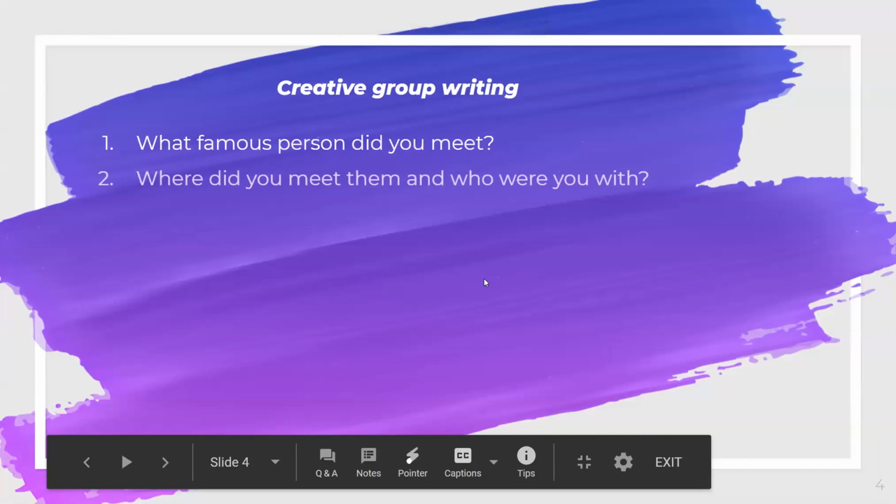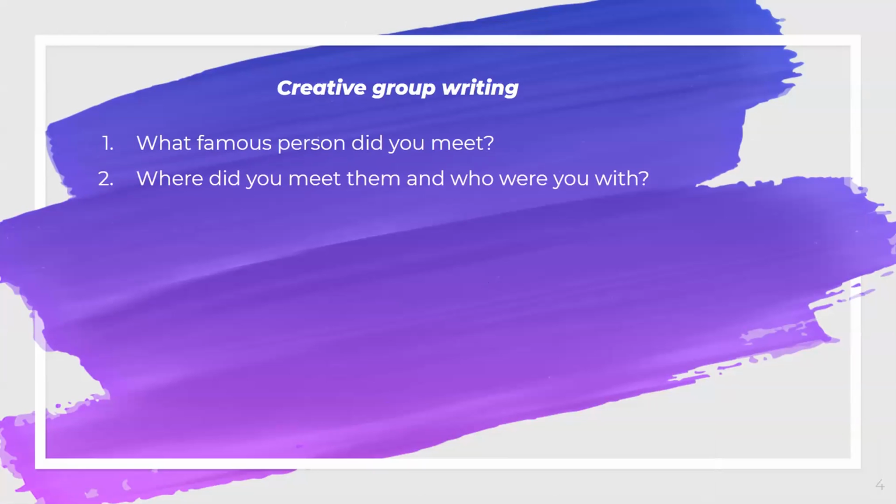The question number 2 is, where did you meet them and who were you with? Where did you meet them, or where did you meet him or her, depending on the person that you want. Where did you meet them, and who were you with? Who were you with? Like, what was the other person who was with you in that moment? Where did you meet them, and who were you with?